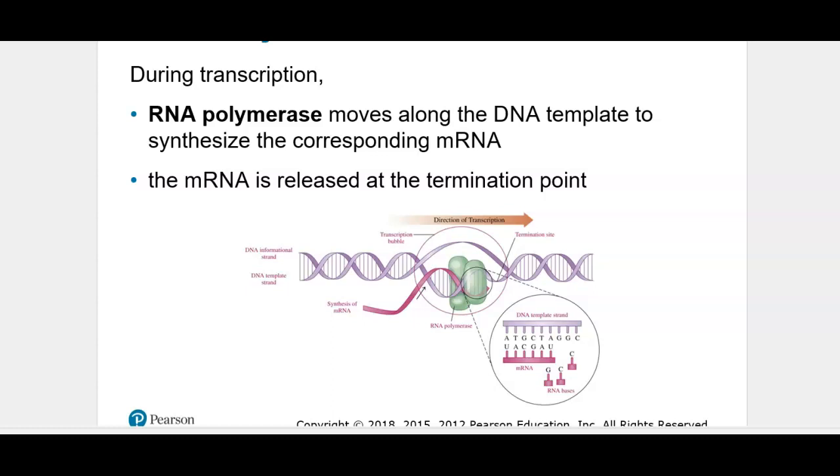So when it gets to a stop codon, it's just simply going to stop. It's going to be the end of the sequence, and the RNA polymerase is going to fall off of the DNA. DNA is going to snap back together, and the messenger RNA is going to head out into the cytoplasm looking for a ribosome.